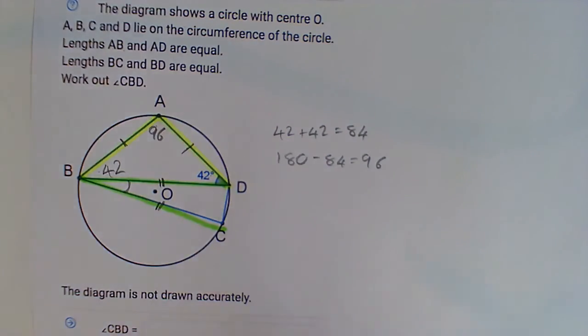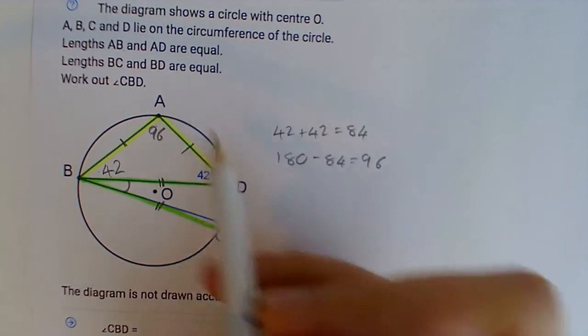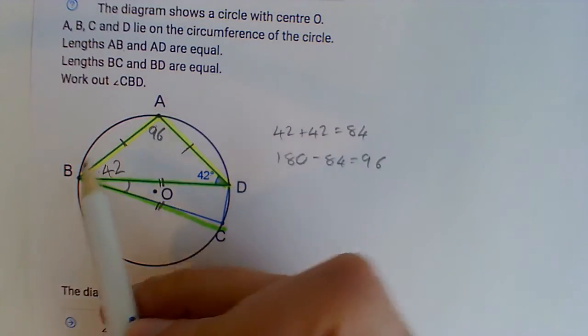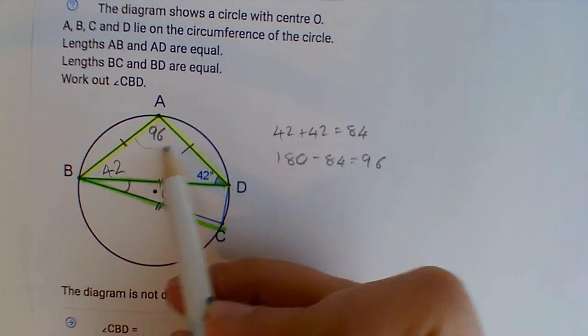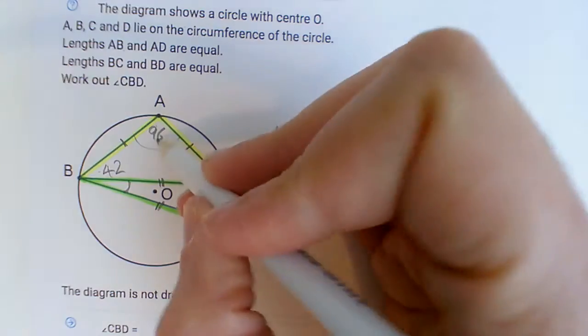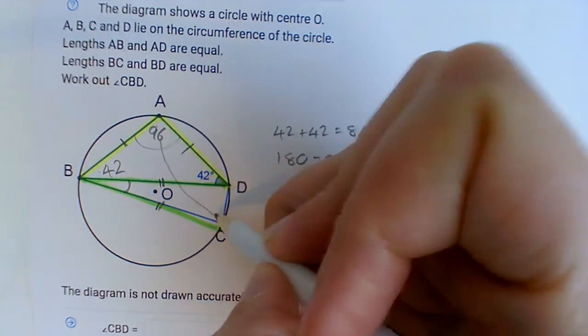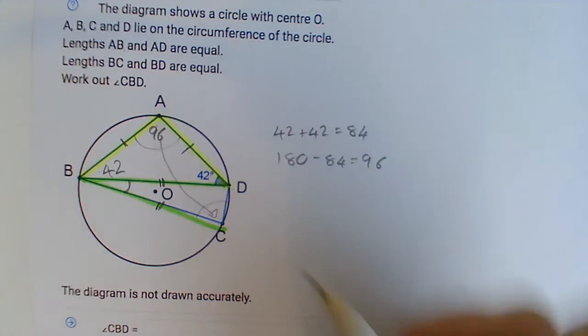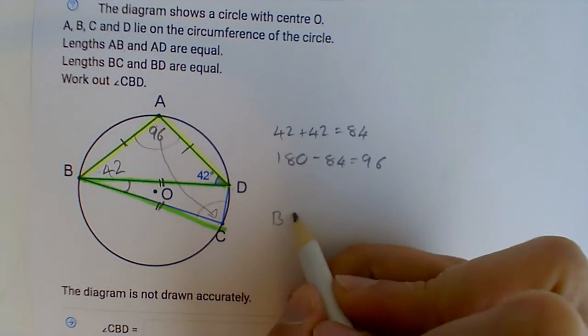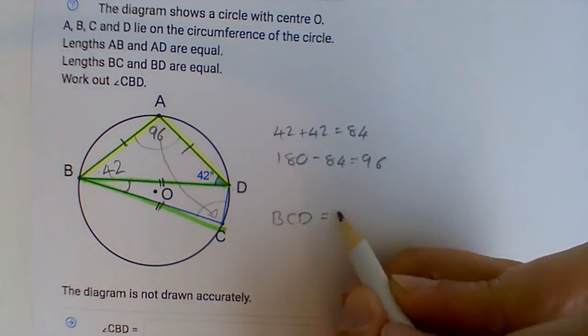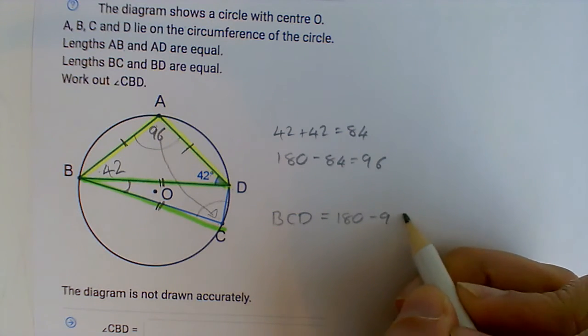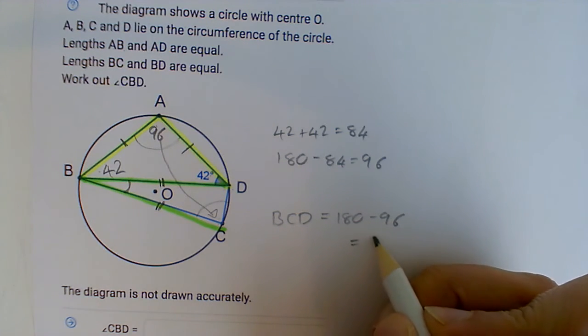Now I can look at the cyclic quad, because that cyclic quad that goes from A to B to C to D, I now know one of the angles in there, which means I can figure out the angle opposite that one. So I can figure out this angle down here. So angle BCD will equal 180 take away 96, which is 84.